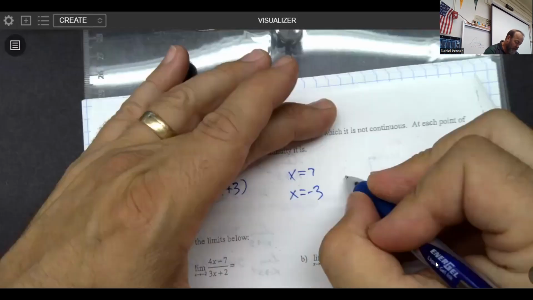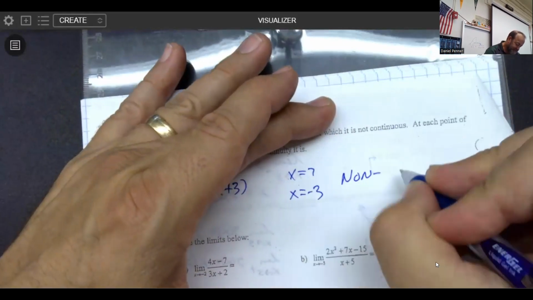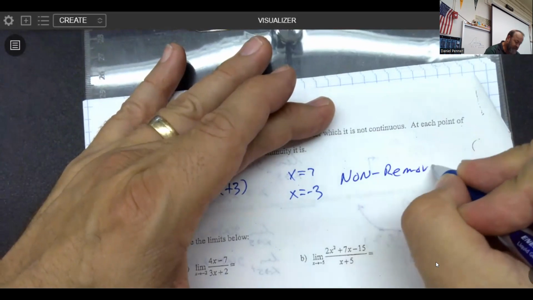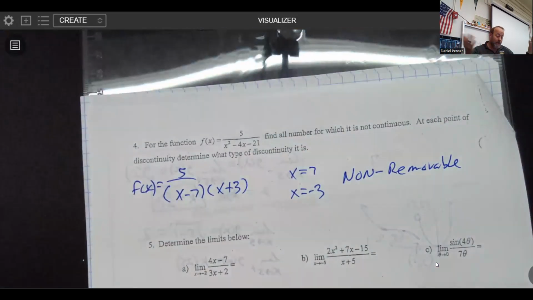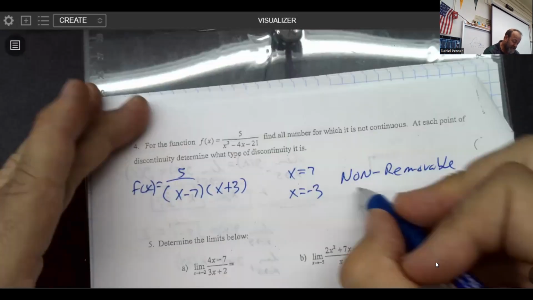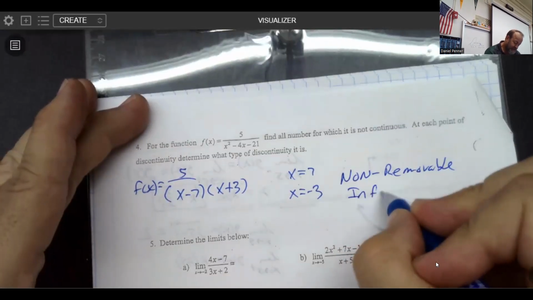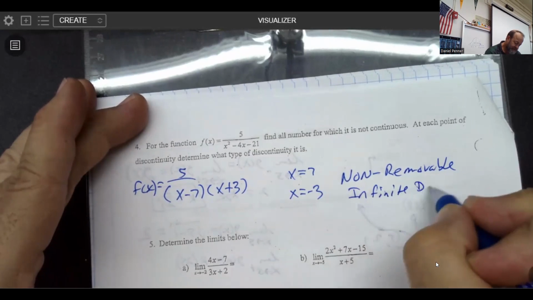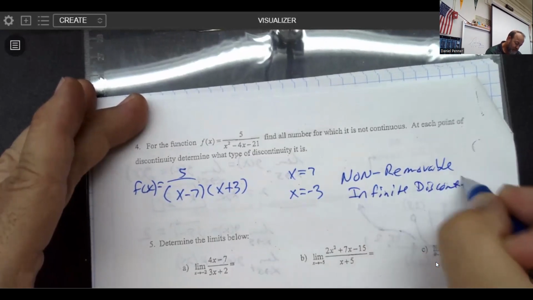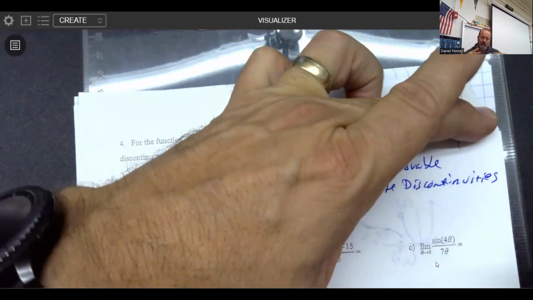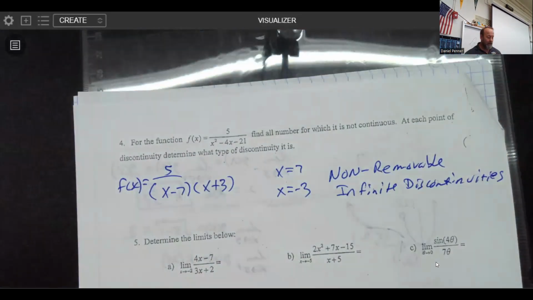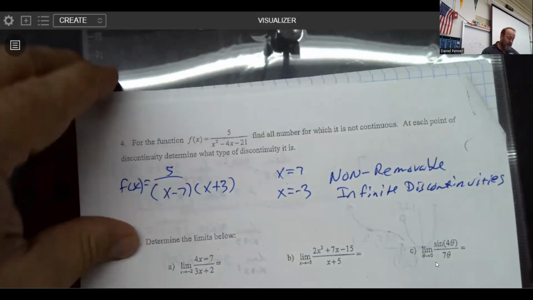These are both non-removable. And in fact, if we wanted to, non-removable could be a jump or an asymptote. These are more specifically infinite discontinuities. If you graph them, you'd have these infinitely large breaks. Okay, moving on a little bit further.